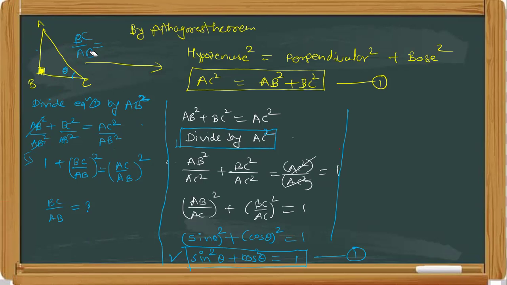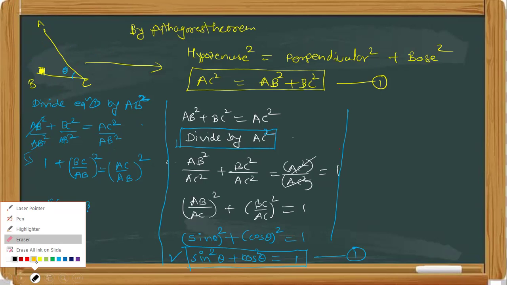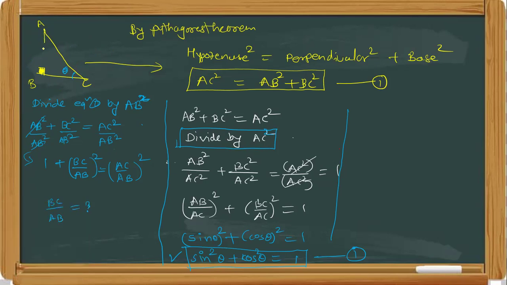And what is this ratio? Adjacent side upon opposite side. Cot, no? Adjacent upon opposite. Tan theta is opposite upon adjacent, then cot theta will be different. So BC upon AB, you are saying it will be cot theta.